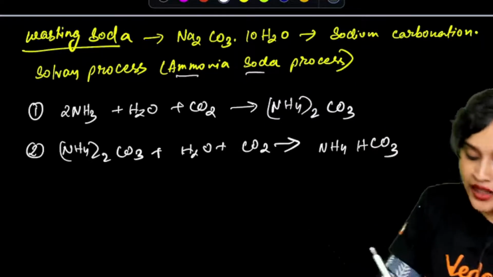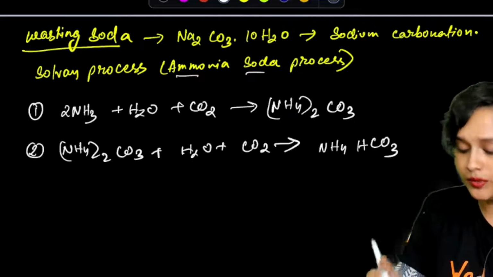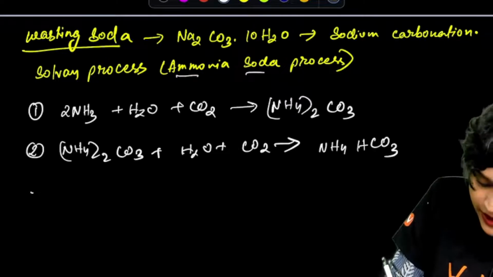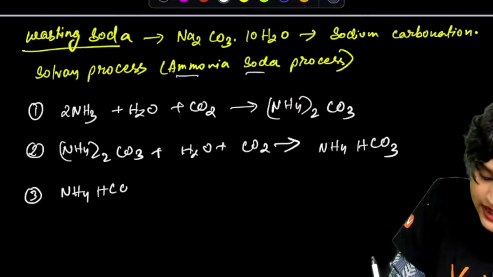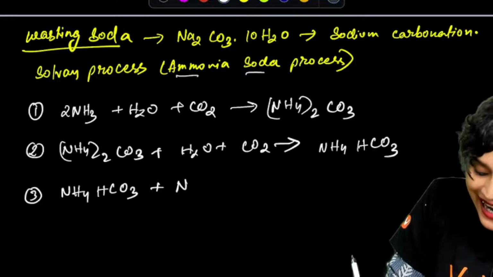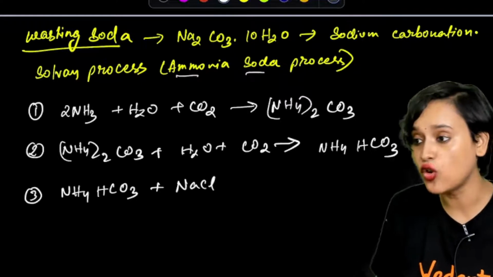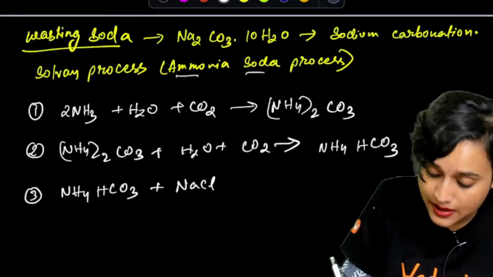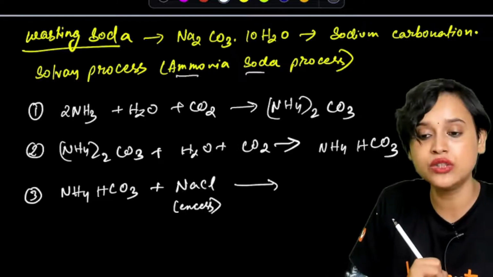Now do you want ammonia? No, you want sodium carbonate, right? So step 3, everybody. You take this NH4HCO3 plus add NaCl, sodium chloride, but in excess amount. You will add excess amount of sodium chloride, and when you do that, what will you get?